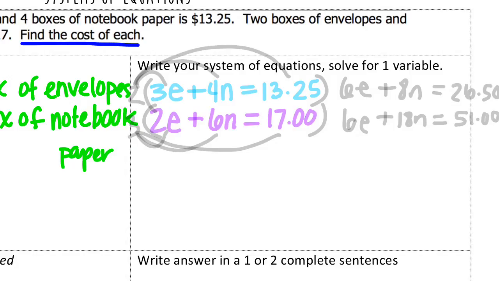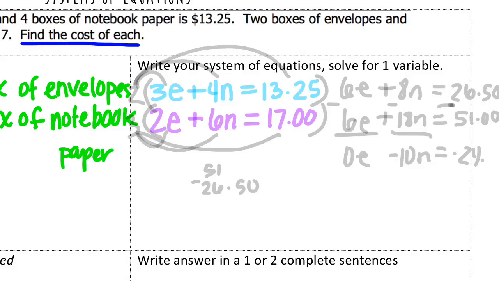Okay, now since these two have the same sign, I know I have to subtract here. So that's what I'm going to do. I'm going to subtract. So 6e minus 6e gives me 0e. 8 minus 18 gives me negative 10n. Okay, 26.50 minus 51. So I know this is going to be negative because I'm taking away more than I have. So I know I'm really doing 51 minus 26.50. 51 minus 26.50 actually ends up being 24.50. So I know this is a negative 24.50.